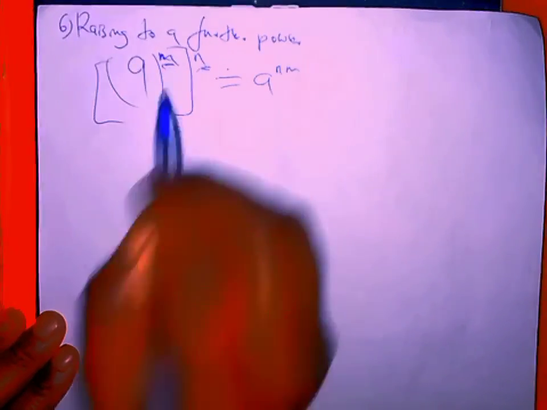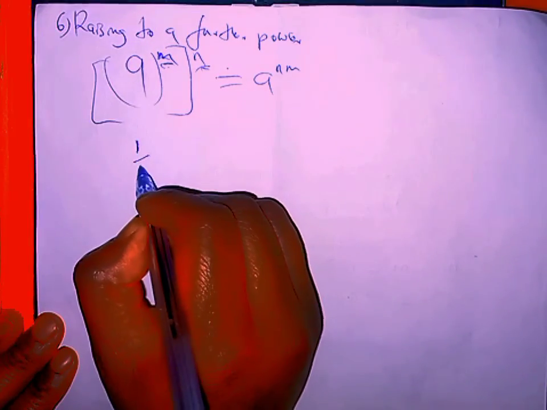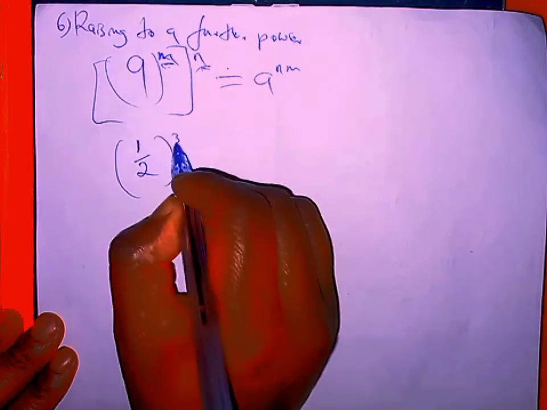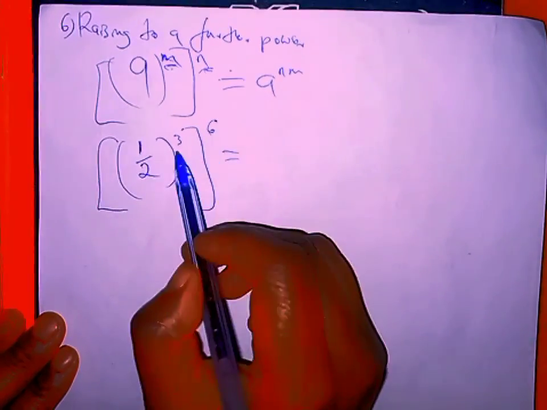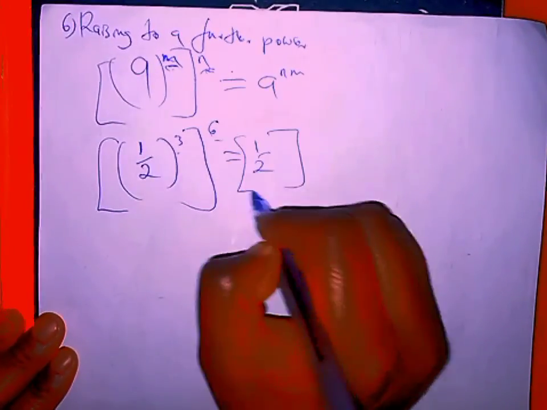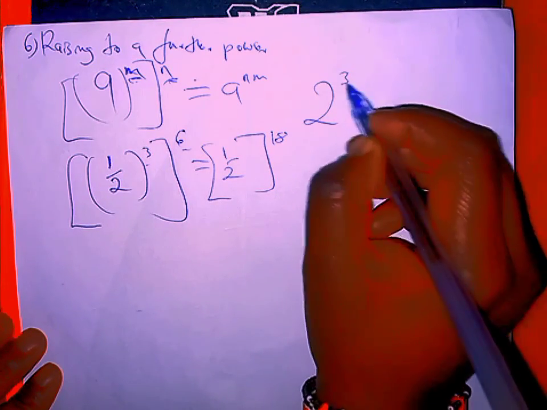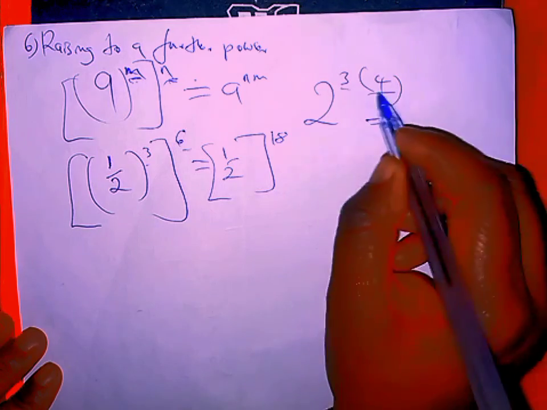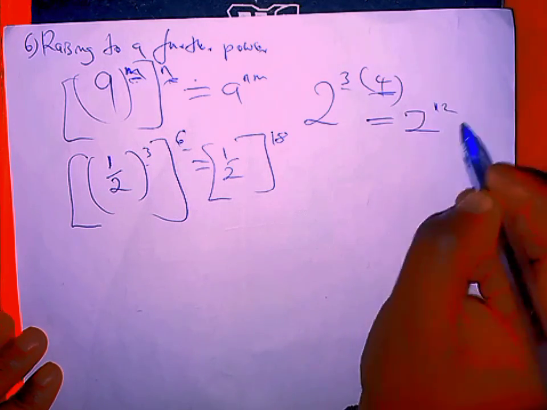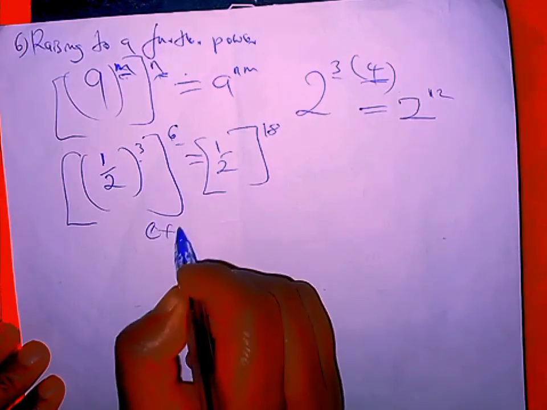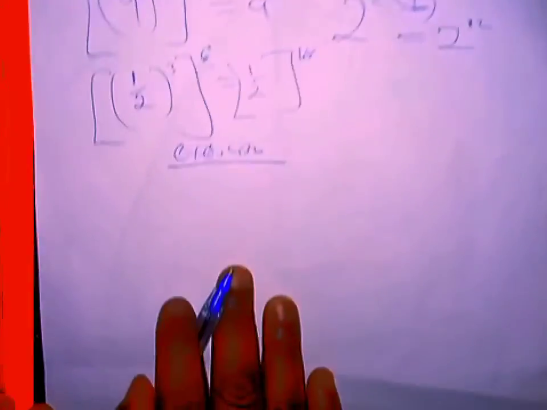Raising to a further power, that is another law. So you multiply. There is 1 over 2. 3 times 6, that is 18. 3 times 4, that is 12. 2 raised to 12. You multiply.